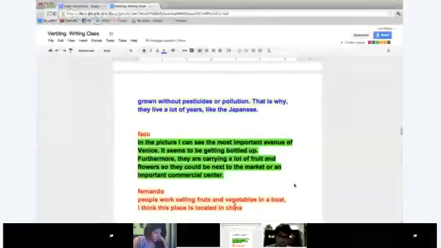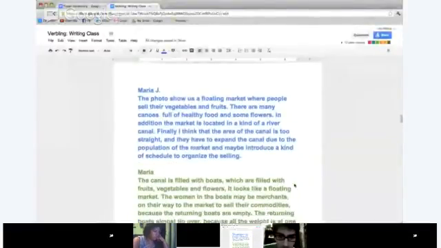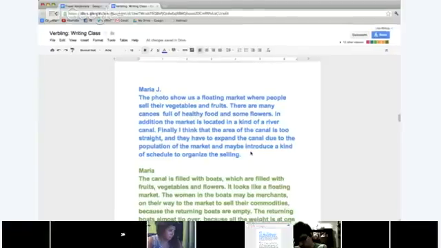Number 2. Okay, go ahead. The photo shows us a floating market where people sell their vegetables and fruits. There are many canoes full of healthy food and some flowers. In addition, the market is located in a kind of a river canal. Finally, I think that the area of the canal is too straight and they have to expand the canal due to the population of the market and maybe introduce a kind of a schedule to organize the selling.